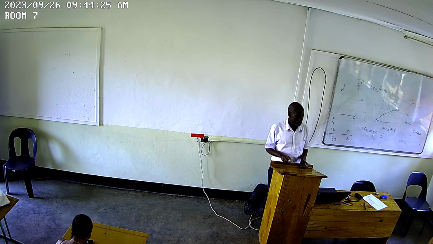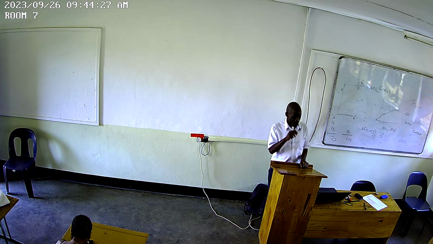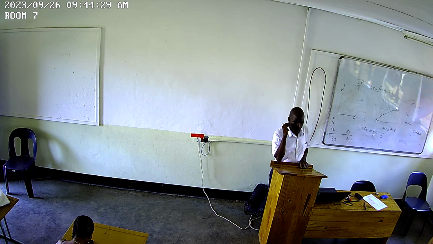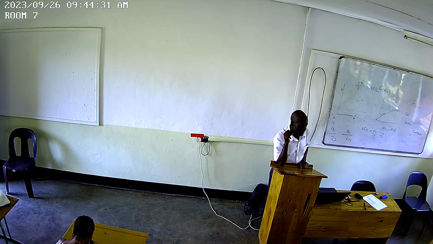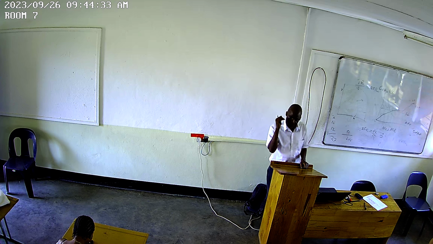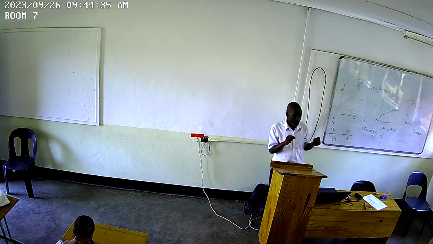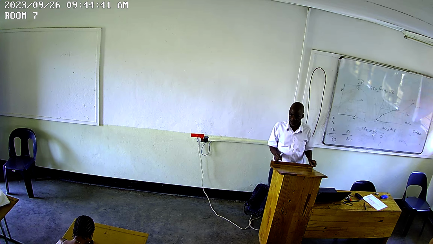That's why I was talking about the optimal rate. How do you make sure you get maximum profit? Maximum profit is only obtained when you calculate and see that your marginal revenue is equal to your marginal cost. Then you solve.